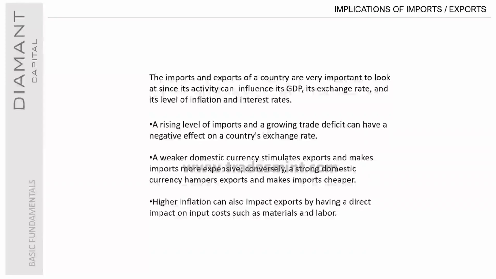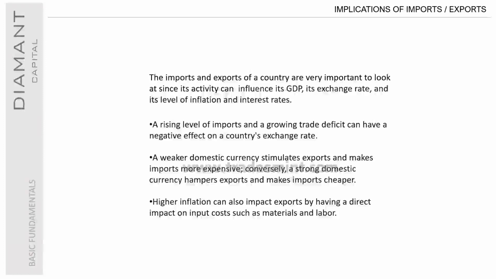So the imports and exports of a country are very important to look at since its activity can influence its GDP, its exchange rate, and its level of inflation and interest rates. A rising level of imports and a growing trade deficit can have a negative effect on a country's exchange rate. So what that trade deficit means is that there's more imports than exports. So they're essentially purchasing more than they are producing.